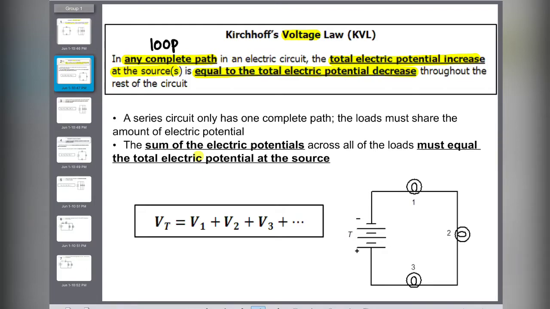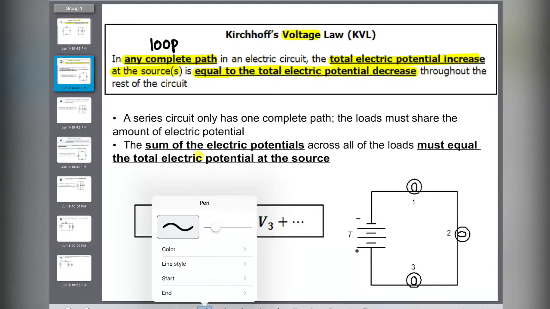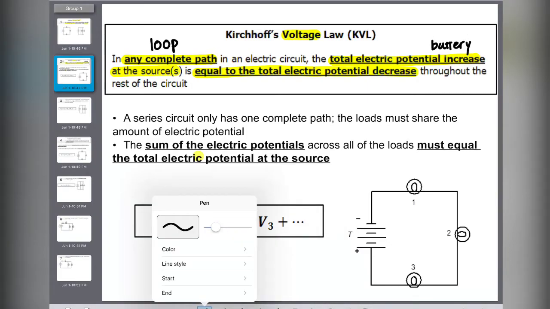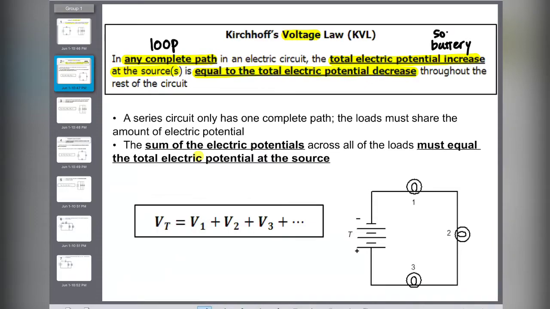So yesterday we talked about this. Hopefully you can recall it. We're saying that voltage increase always happens at the battery or any source. And at the same time, the potential decrease is going to happen at any of the loads. Whether it's a light bulb, motor, or resistor, those are where the voltage drop happens.